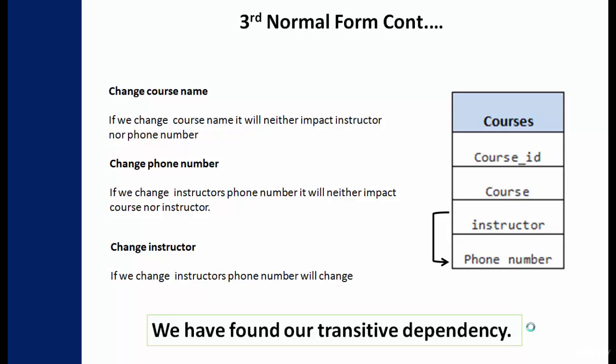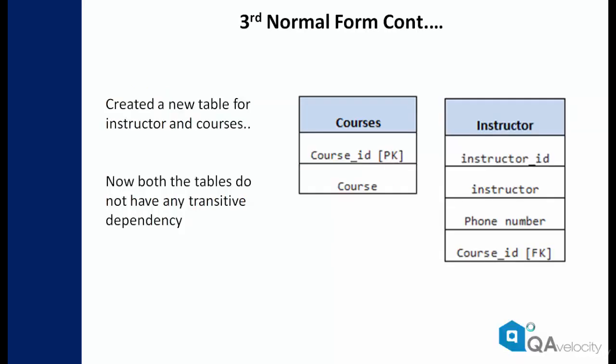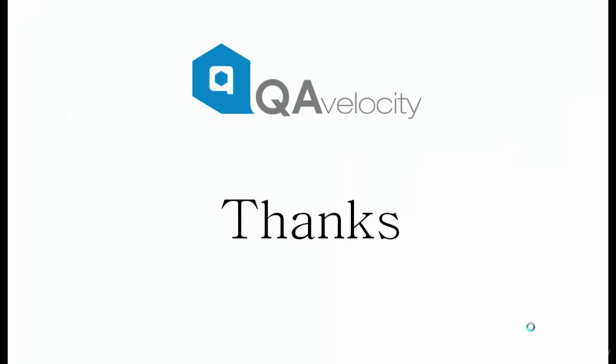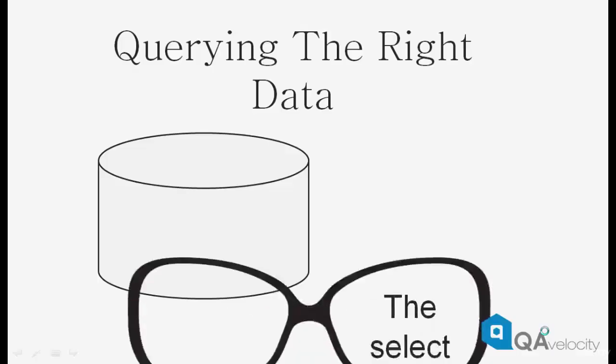So instructor is a non-key column, and when we change the value of a non-key column, it is impacting another non-key column. And we remember the rule of transitive dependency. As per the transitive dependency rule, this table is in a situation of transitive dependency. So to remove transitive dependency, we have created two separate tables for instructors and courses. Now both tables do not have any transitive dependency. So finally, we have reached the rule of third normal form. With that, we have hopefully completed the concept behind normalization.